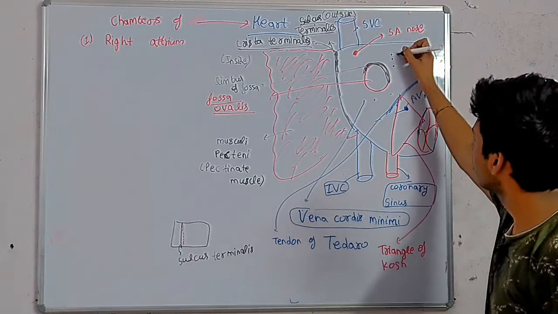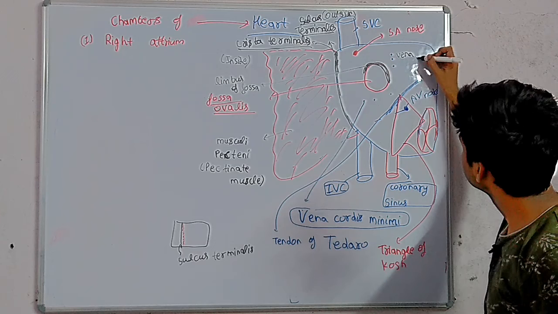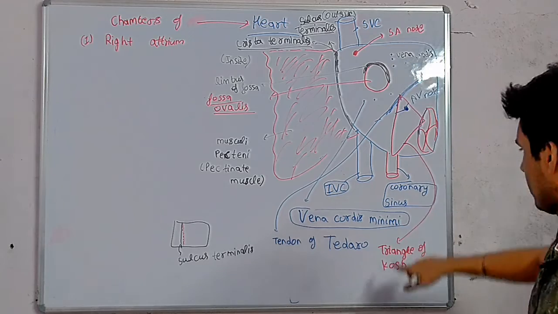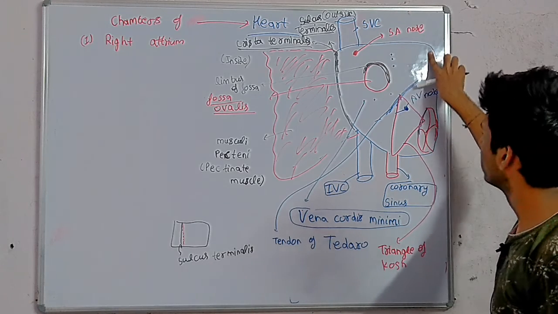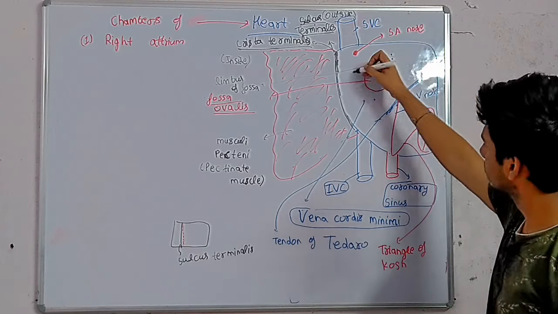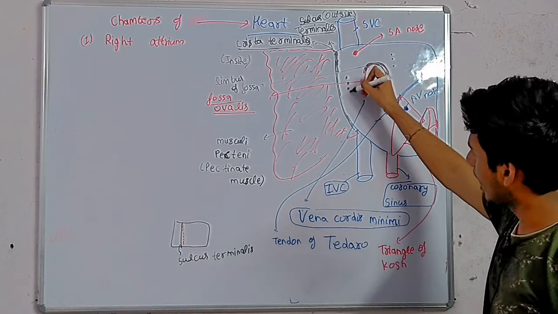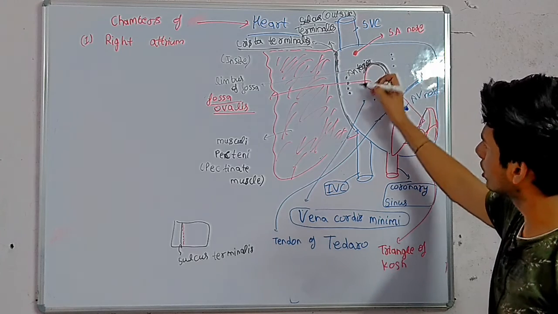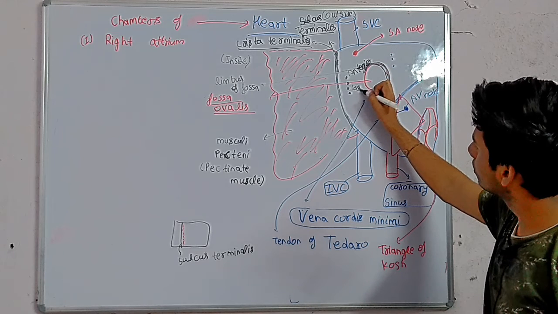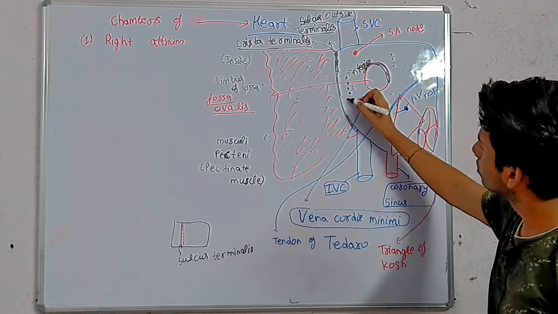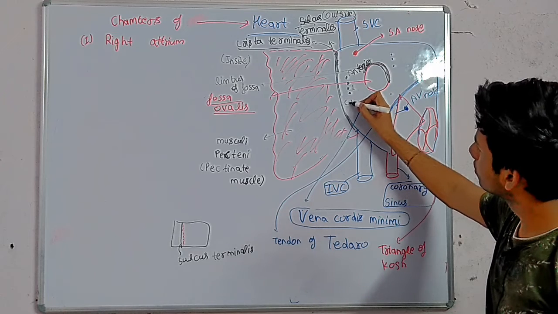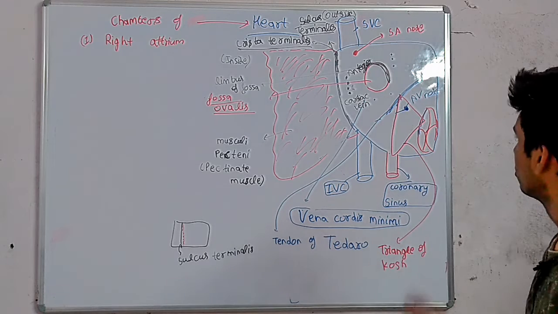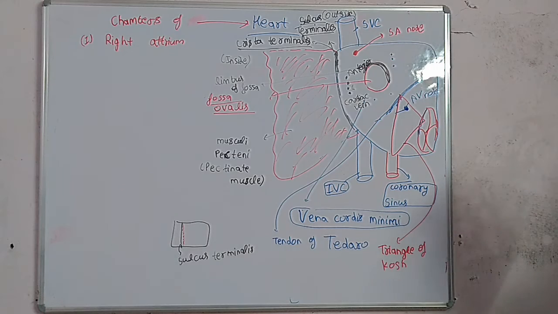This small opening is called vena cordis minimi. Another venous opening is the anterior cardiac vein. These are all parts of the coronary circulation. So these are the whole features of the right atrium.